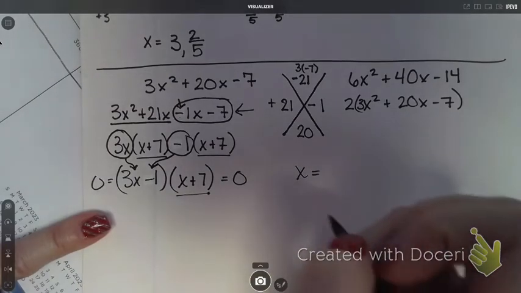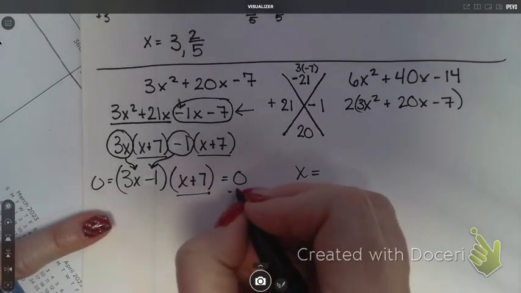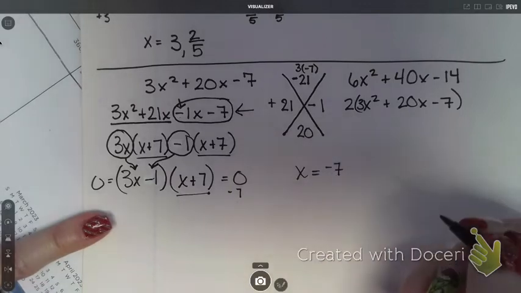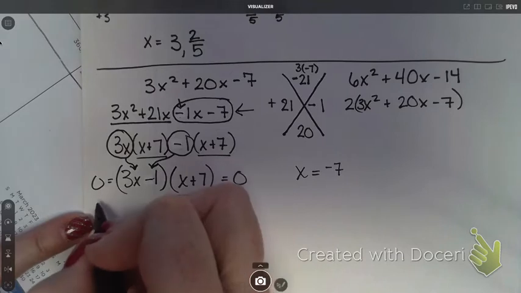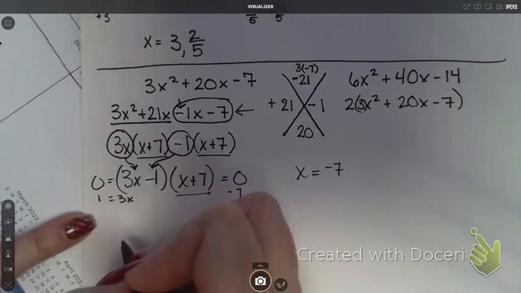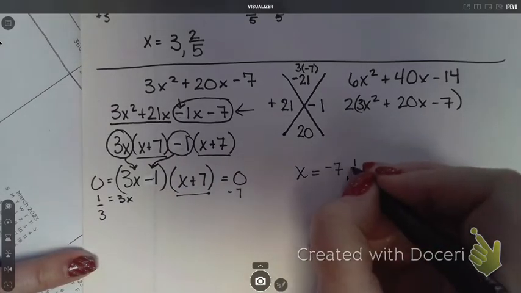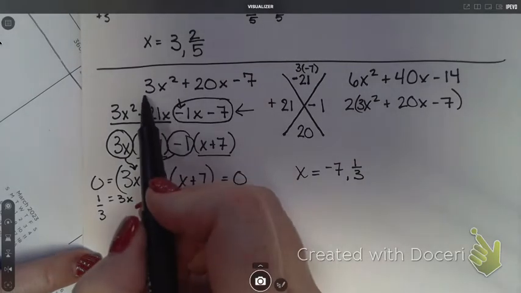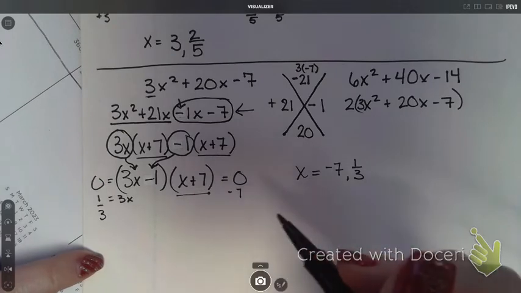Okay, so now I set them both equal to 0, and the right-hand side is easy. Subtract 7, it's negative 7, yes? Okay, on the left-hand side, we have to add 1. So I have 1 equals 3x, and divide by 3, so it is 1/3. So when a is a number, am I probably going to have one of these as a fraction? Yes.